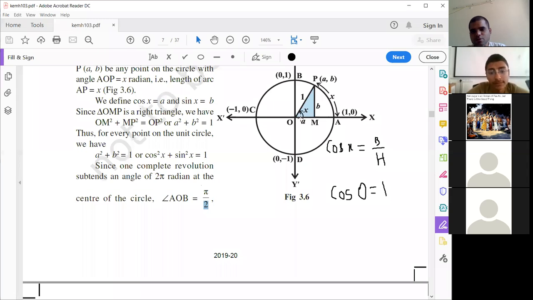It will move towards O. So if P is at point B, M will be at point O. So how many units is the base now? It is 0. Put 0 in the formula in place of B, so 0 by H, and you will get the answer 0. So cos pi by 2 will be equal to 0. Understood? Similarly, you can find the sine values also. Sine 0 will be equal to 0 and sine pi by 2 will be equal to 1.